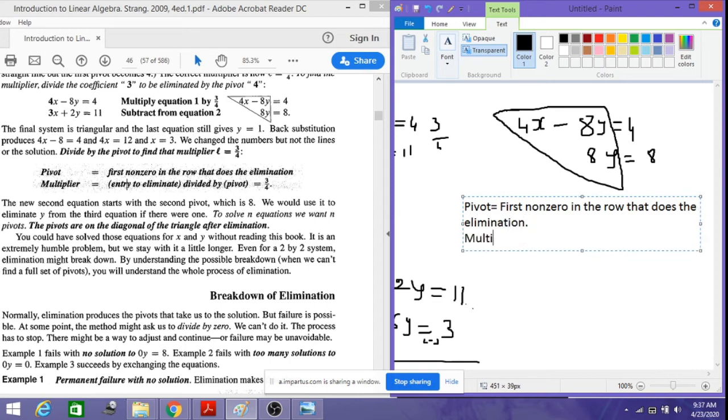And what is a multiplier? The multiplier is the entry to eliminate divided by the pivot. So in this case it is nothing but 3 by 4. So 3 by 4 is the multiplier. Hope you have understood this. And then once we get the y here, that is y equal to 1, we substitute back. We'll go for a back substitution method, and then we'll get back our x.